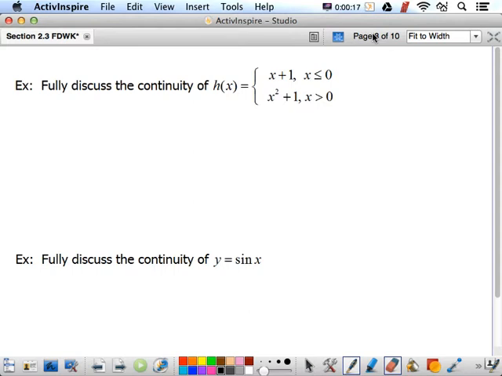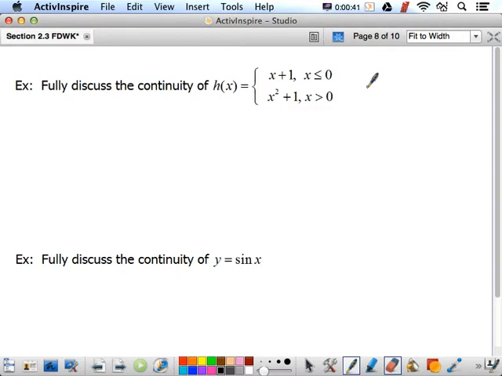So first off, let's talk about the two pieces independently. If I look at just the line y equals x plus 1, it's not going to have any disruptions. If that were all I was looking at, it doesn't have any spots where the denominator is undefined. There's nothing weird going on. The domain is negative infinity to infinity. If I were just looking at y equals x plus 1, it would be continuous everywhere.